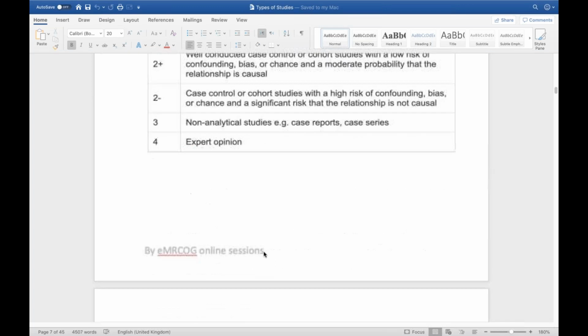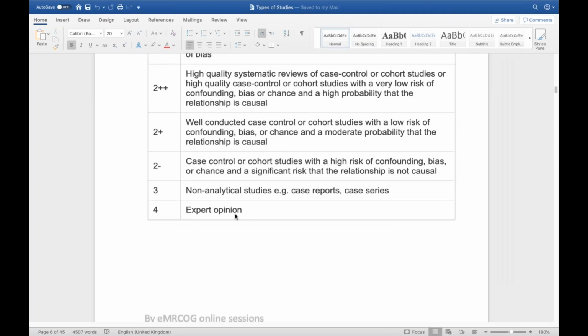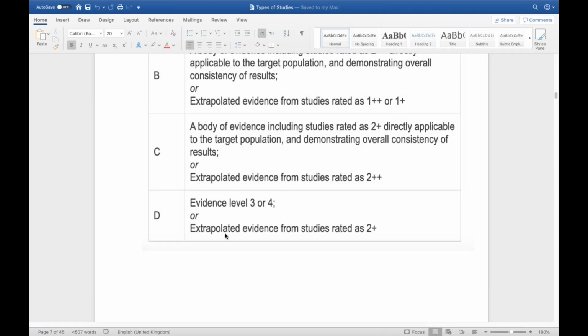Oh dear, they came to this one. They choose the 3 and 4 and put it here, or extrapolated evidence from studies rated as 2+. It's just not a comfortable way of classifying evidence. I really agree with you.